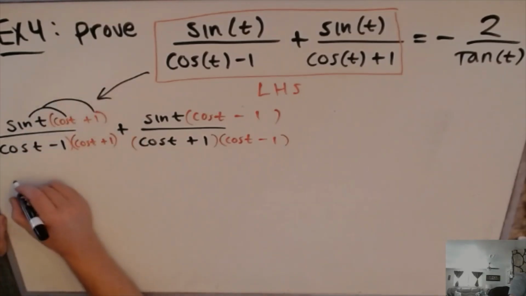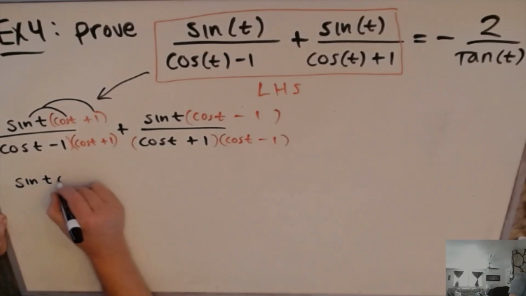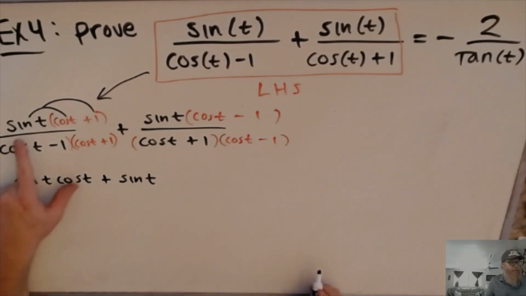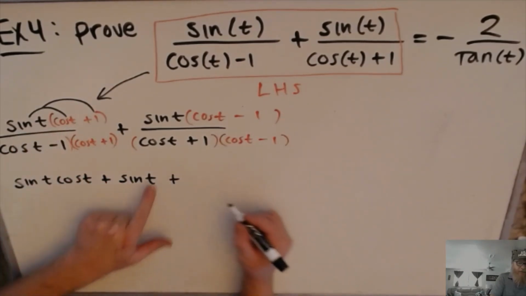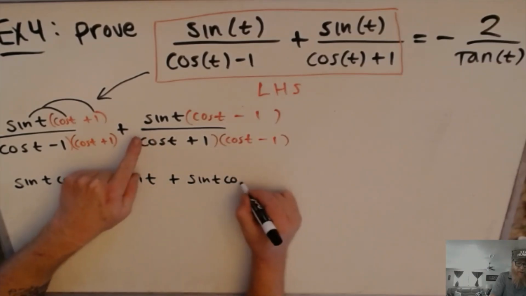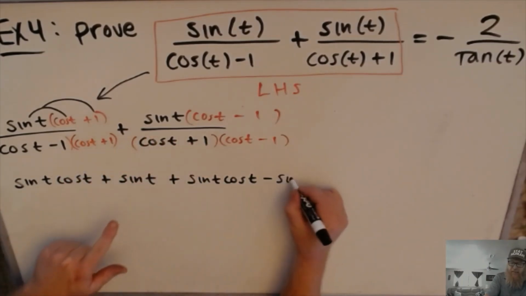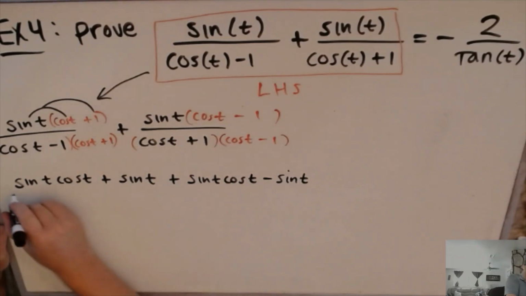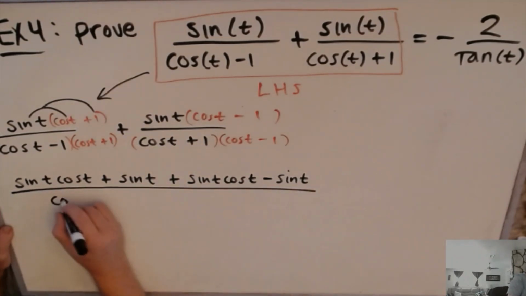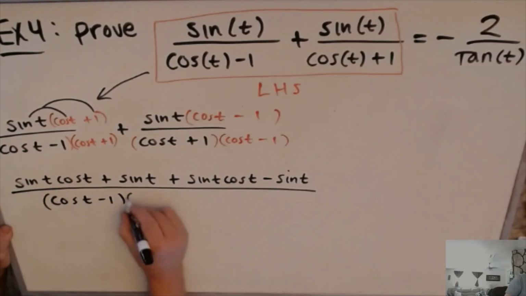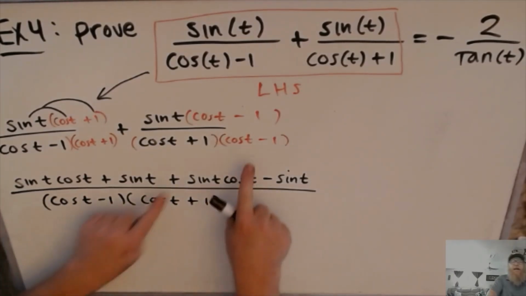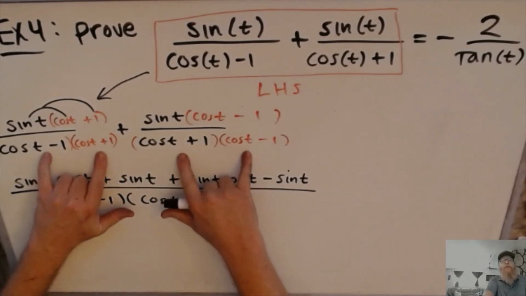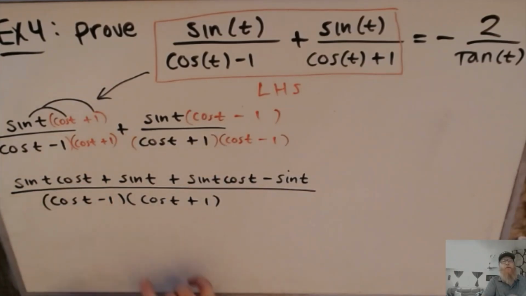So let's go ahead and distribute here. We're going to get sine t cosine t plus sine t. That's this first numerator. And then I've got another sine t cosine t, and then minus sine t. That's the second numerator. These denominators are all the same now. So this is going to be cosine t minus 1 times cosine t plus 1. It doesn't matter which order you put it in. These denominators are equivalent. They're the same common denominator, so just write it one time.